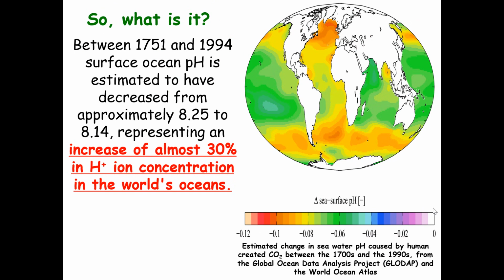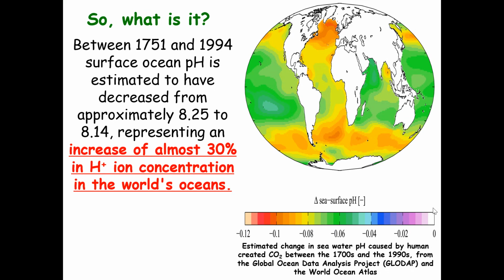But because this is a logarithmic scale, going from 8 down to 7 is a tenfold change in the concentration. That small change of 0.11 in the pH actually represents a 30% increase in the amount of hydrogen ions that are in the ocean. Easiest way to put that, you're increasing the amount of acid in the ocean by a factor of 30%.